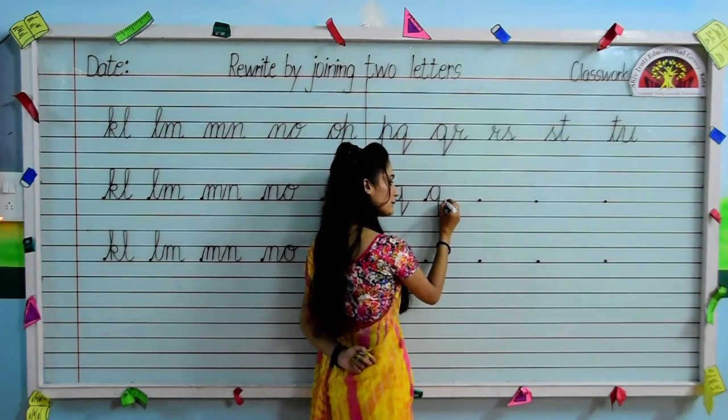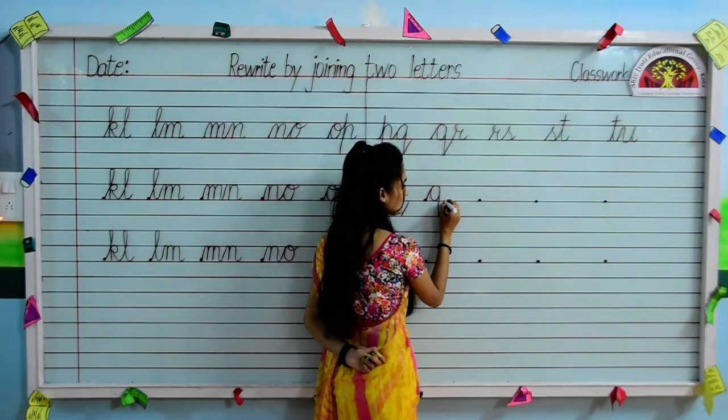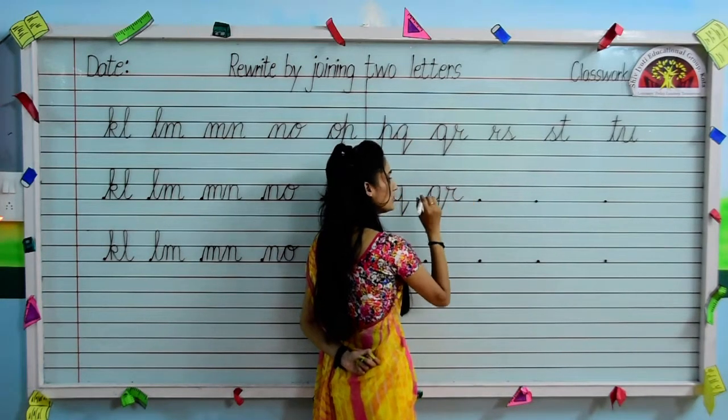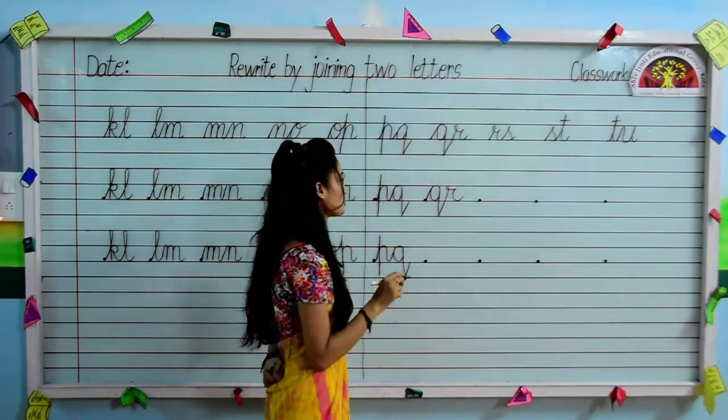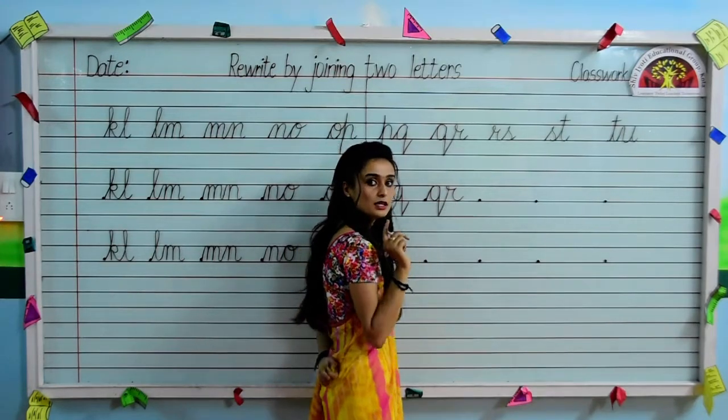Now from the end point of letter Q, we will start making letter R. We will go up, then a loop, out and a small curve like this. This way you have to write your letter Q and R together.